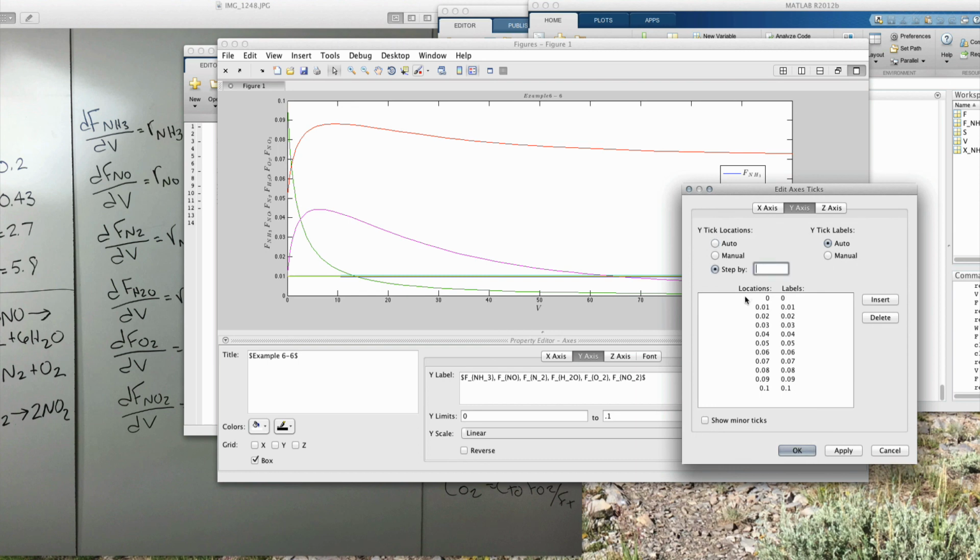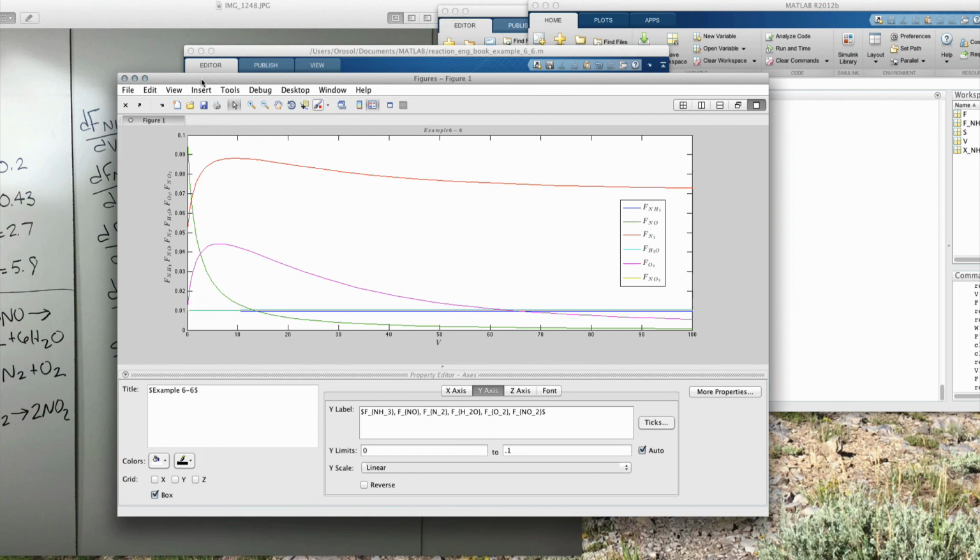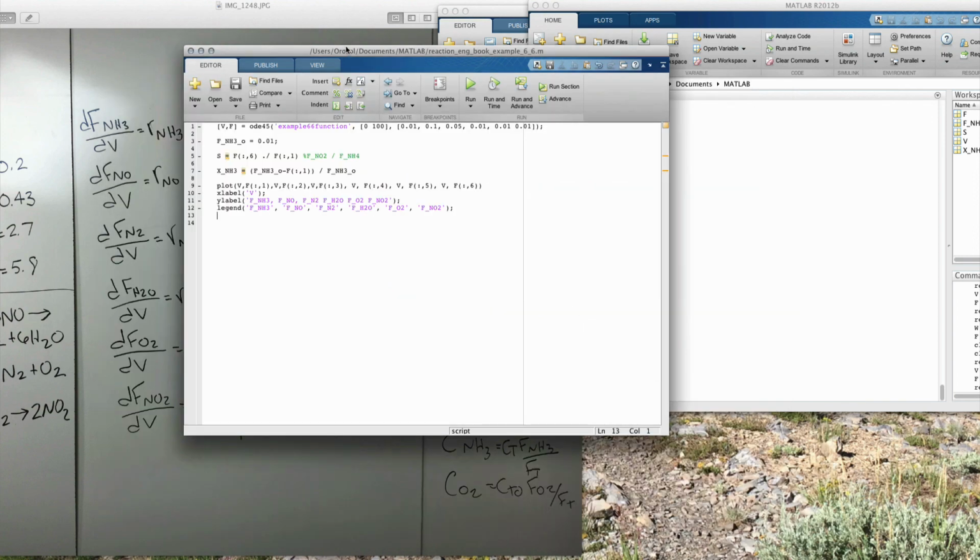Let's just say I want to step by, well, actually I could just delete some. Right now it's stepping by 0.01, so I'll just say 0.02. And then I can say apply. So then you can see it removed some of the ticks, but the 0.01 was probably actually better. I just want to show you that you can do that. So apply. So anyway, and then you can just save this. So getting out of that.